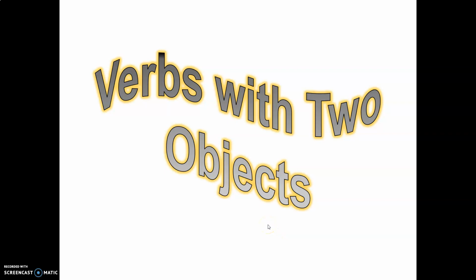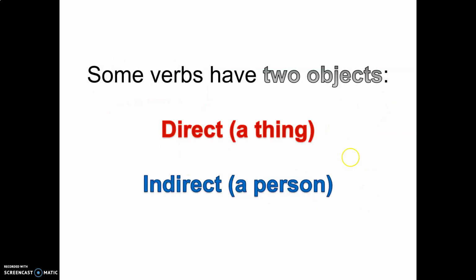Okay guys, so today we're going to talk about verbs which are followed by two objects. It means that they have two objects. If you don't put both objects, the sentences don't quite make sense. Alright, so let's take a first look here.